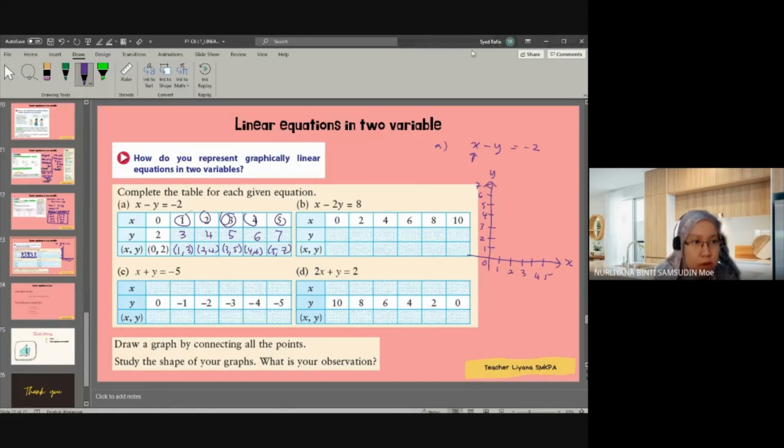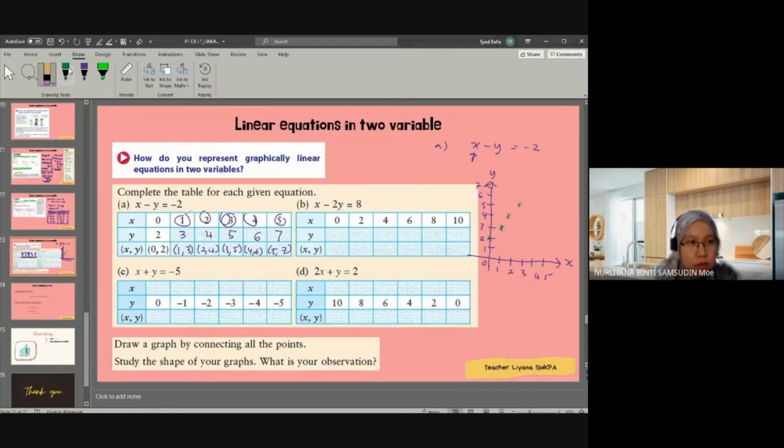Now plot the graph. How to plot the graph? 0, 2. The x is 0, y is 2 here. Make a small x there. 1, 3. 1 and 3. 2, 4. 2 and then 4. 3, 5. 4, 6. Oh, sorry. Let's go even higher.